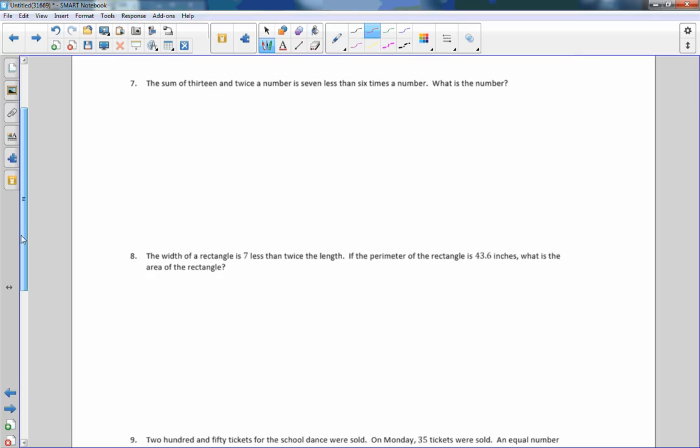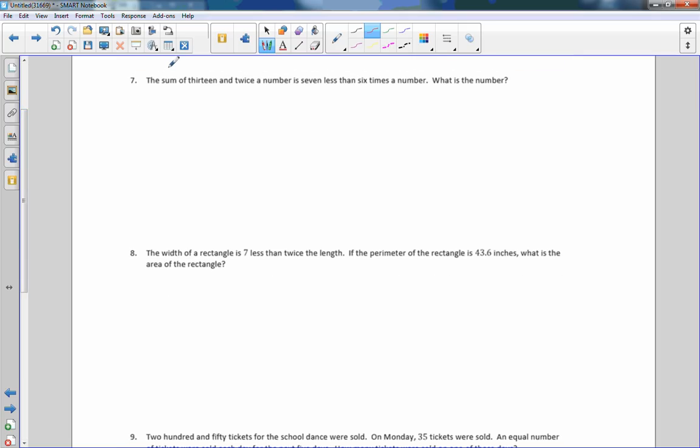Number 7. The sum of 13 and twice a number is 7 less than, don't forget less than says to read right to left, 6 times a number. So there's my rough draft. And so I'm going to say 13 plus 2x equals 6x minus 7. Okay, did you follow that?